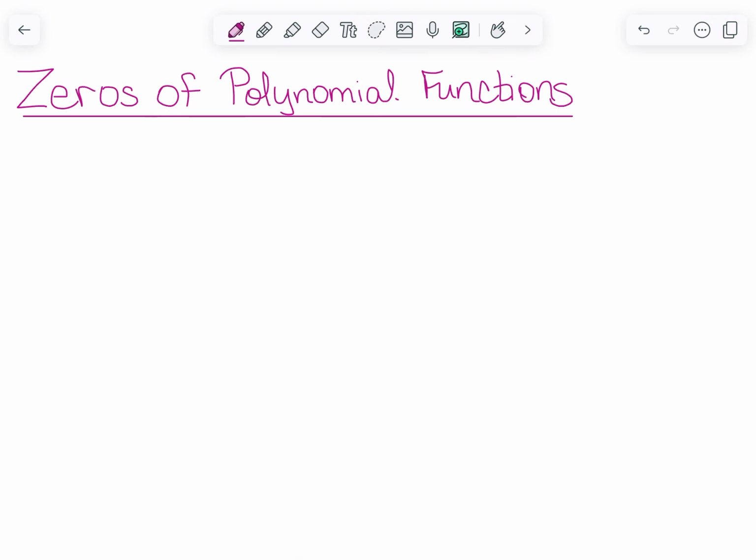Let's look at the zeros of a polynomial function and what they can tell us. The zero of a function is just another word for the x-intercept. In order to find the zeros of a function, we just need to set f of x equal to 0 and solve the resulting equation. This is where it gets its name, because we're just setting the function equal to 0.